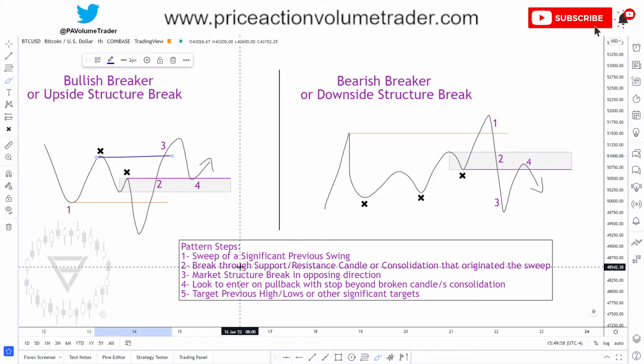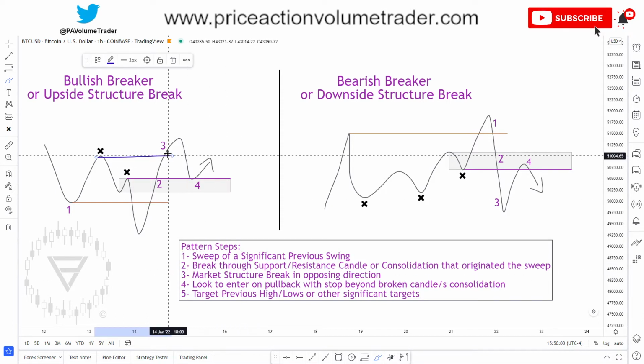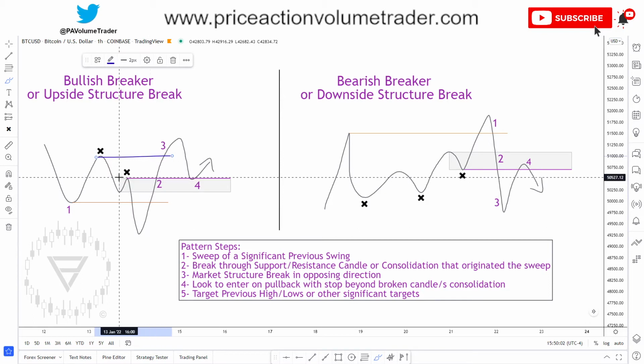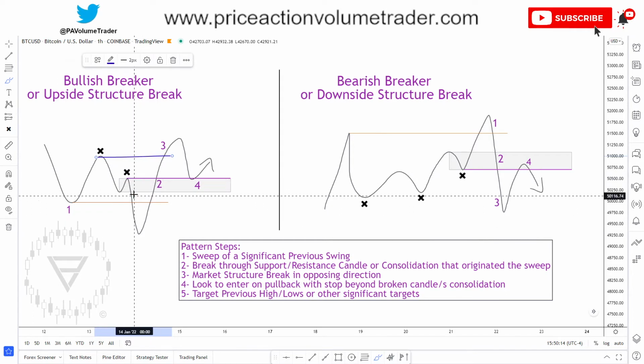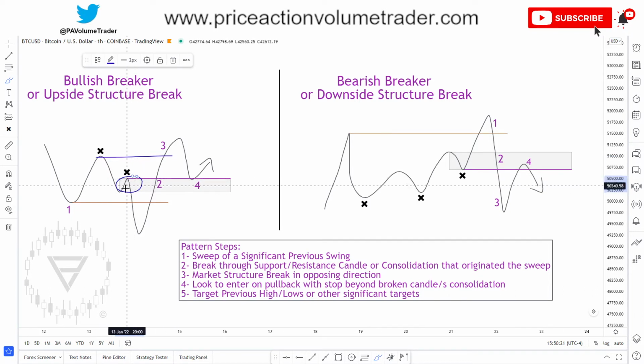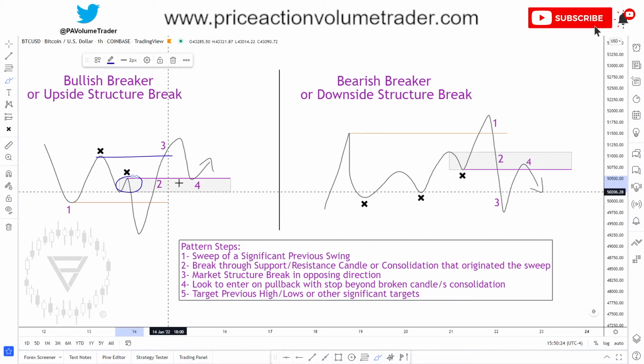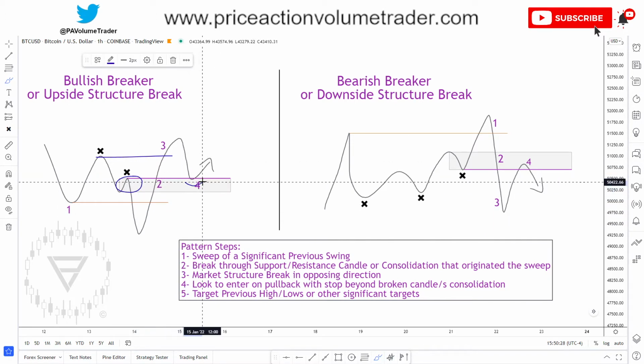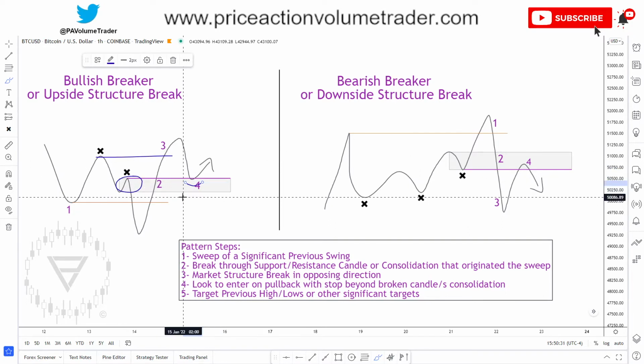which is basically going to be price coming back into the high of the cluster or consolidation that caused the sweep, or we can also just mark a whole rectangle, the whole area of candles that basically caused the sweep, and then we look to enter a trade right here when we go back into this area.